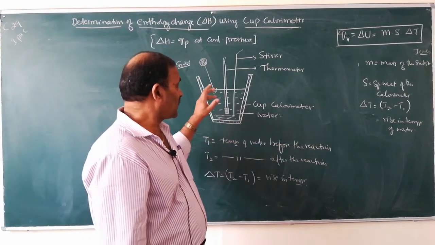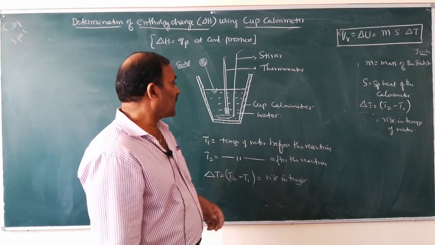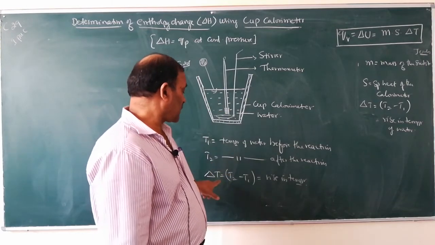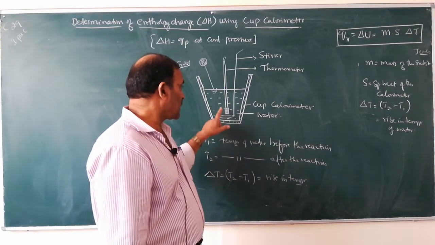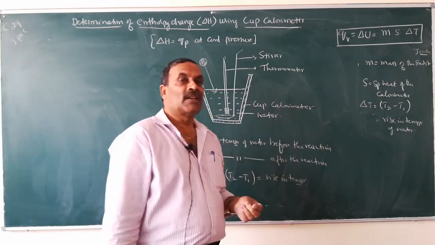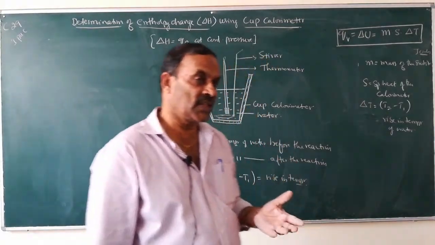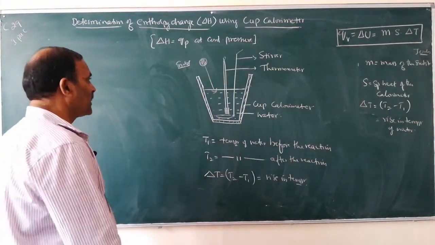The amount of liberation of heat. Then note down the rise in temperature of water, delta T. Delta T is T2 minus T1. Then delta H can be calculated using the formula as I will give you.